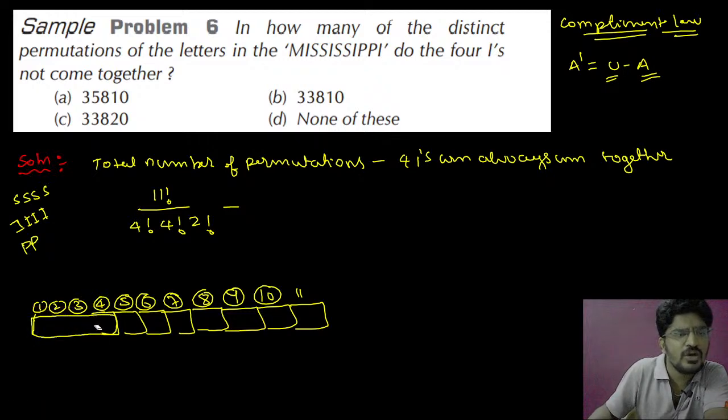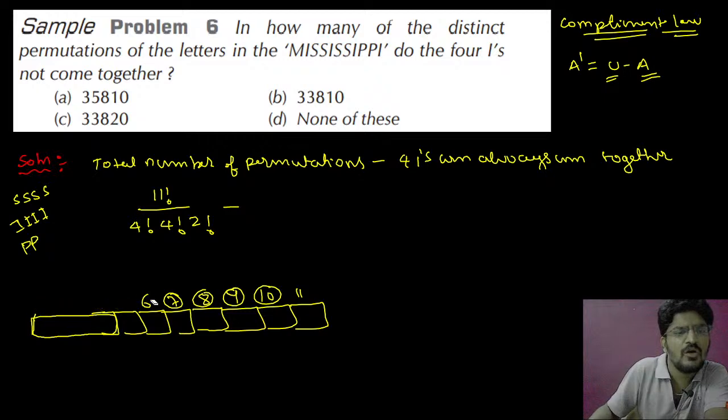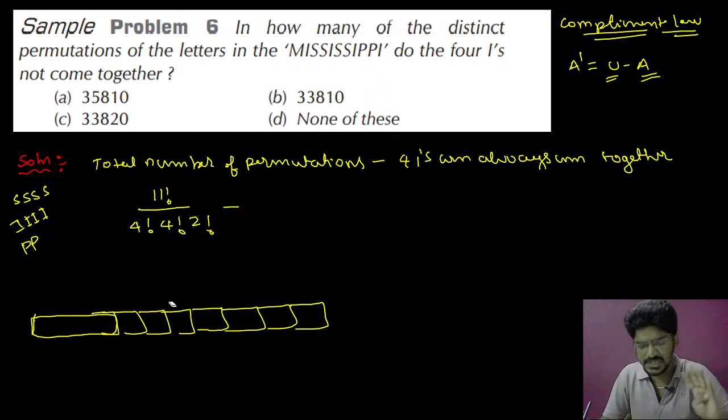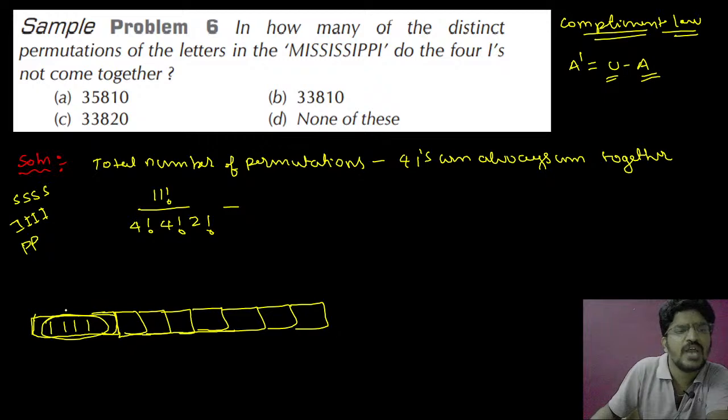Now I will remove these 4 boxes and convert them to only 1 box. Why? Because here all 4 I's are coming together. So I have to convert these 4 boxes into 1 box. Now you see the 4 boxes have converted to a single box. That means all I's will be present here, so these 4 I's will become only 1 I. Now how many boxes? You see 1, 2, 3, 4, 5, 6, 7, and this is the 8th box.